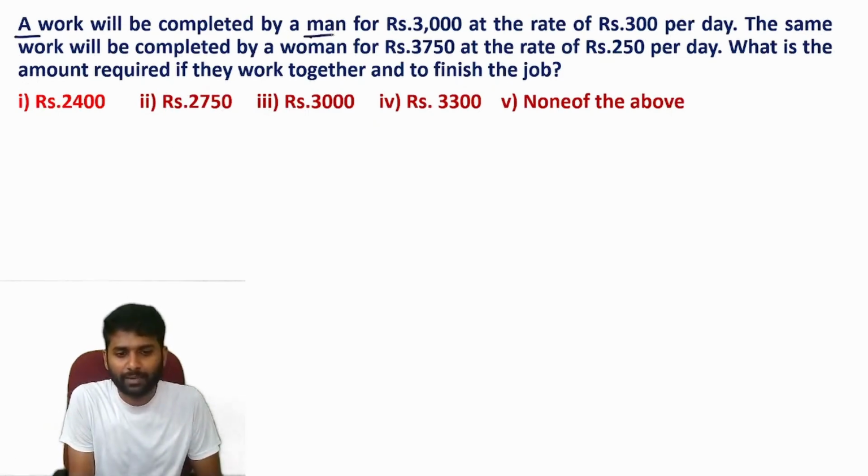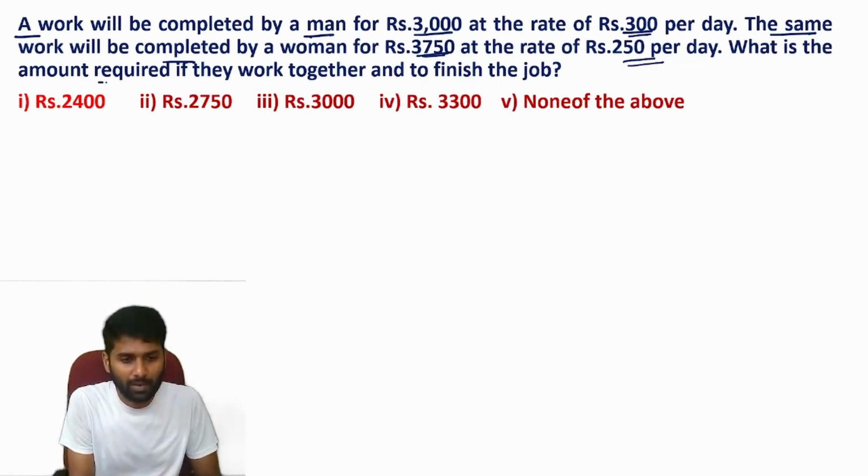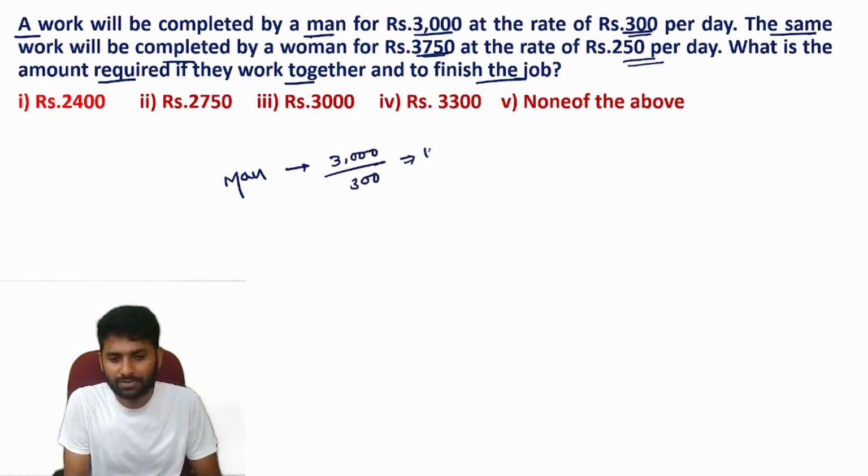A work will be completed by a man for 3000 rupees at the rate of 300 per day. The same work will be completed by a woman for 3750 rupees at the rate of 250 rupees per day. So what is the required amount if they work together and finish the job? See, the man gets 3000 rupees at 300 per day, so he works 10 days. Let's take the woman's information. 3750 at 250 per day, just cancel the 0 and 25 ones, 25 fifteens.